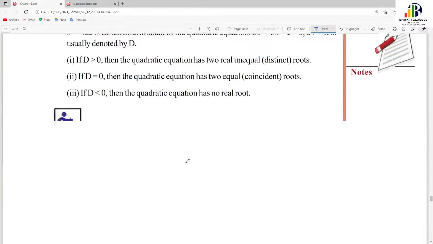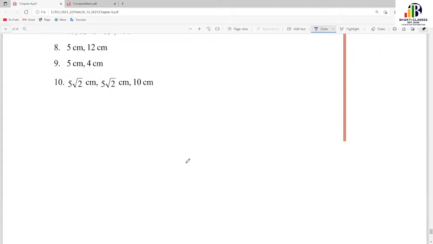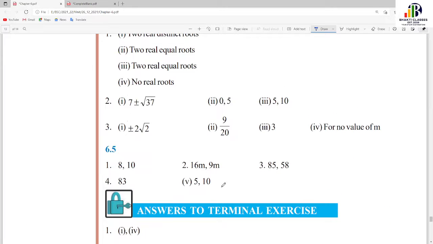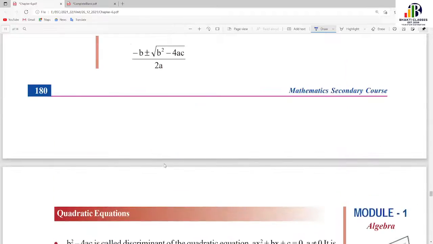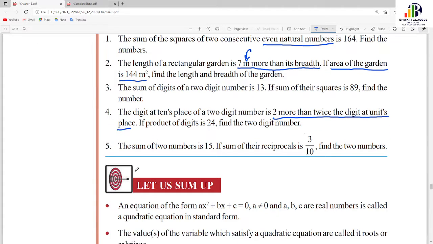क्वेश्चन नंबर 4 83 आ रहा है क्या, हम देखते हैं. Yes, we got 83 over there. Question number 4, the answer is 83. Let us do the last question, that is question number 5. Sum of two numbers is 15. If the sum of their reciprocals is 3 by 10, find the two numbers.